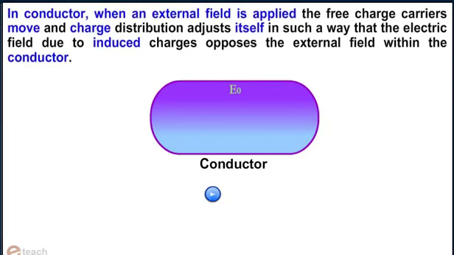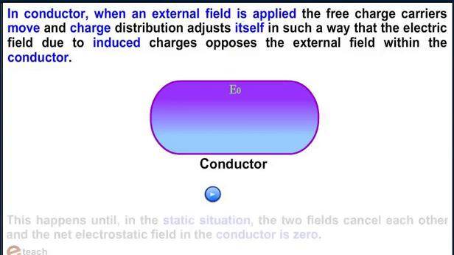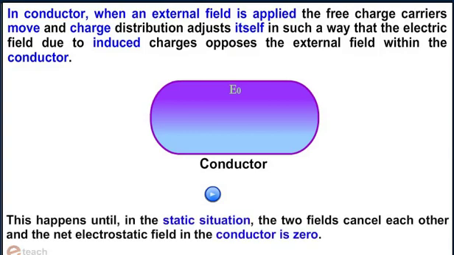In a conductor, when an external field is applied, the free charge carriers move and the charge distribution adjusts itself in such a way that the electric field due to induced charges opposes the external field within the conductor. This happens until, in the static situation, the two fields cancel each other and the net electrostatic field in the conductor is zero.